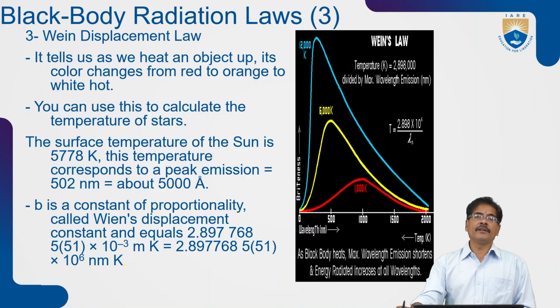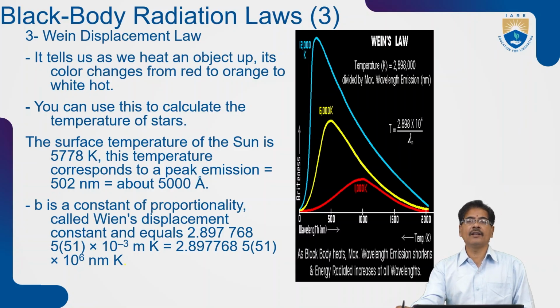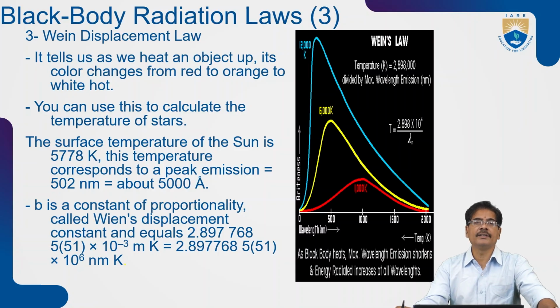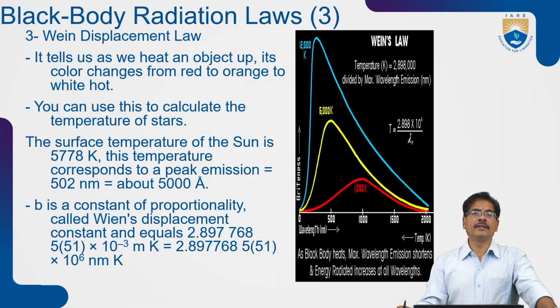So we have a blackbody radiation law called Wien's law, Wien's displacement law. It tells us that as we heat an object up, its color changes from red to orange to white hot, right? You can use this to calculate the temperature of stars. Wien's displacement law is used to calculate the temperature of stars.